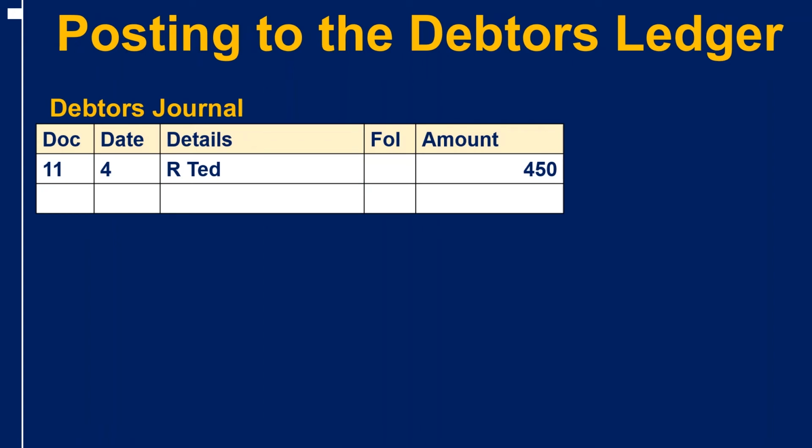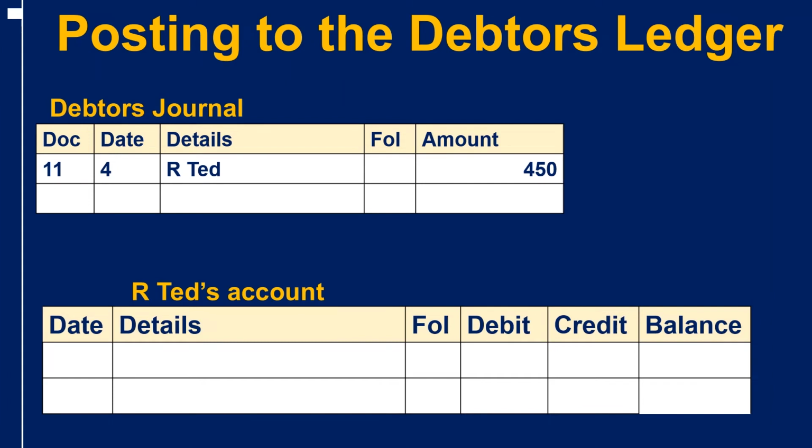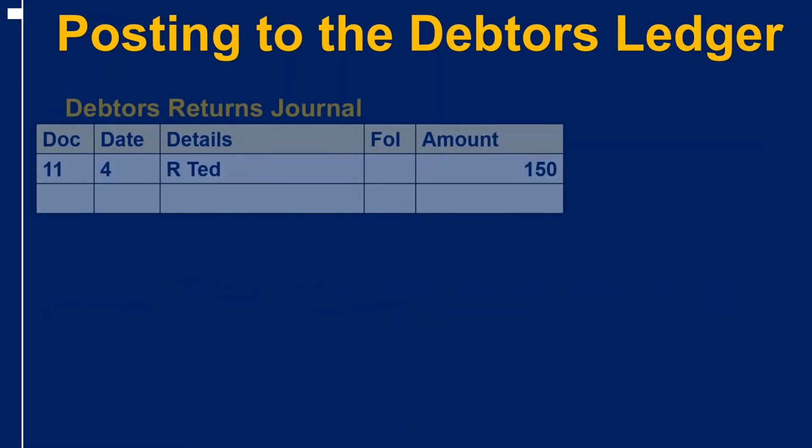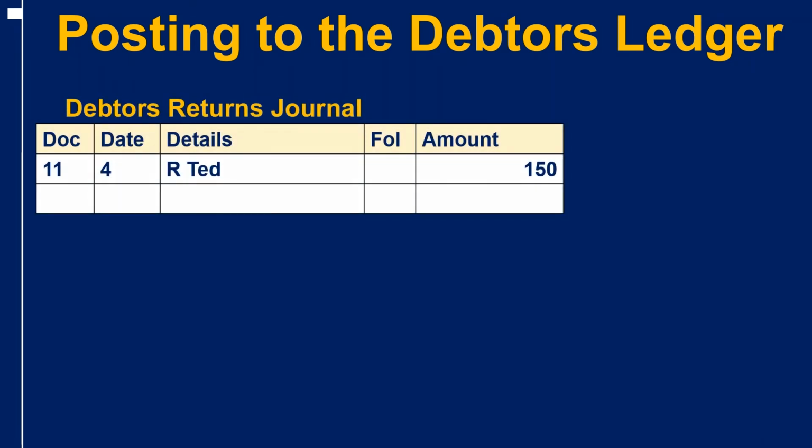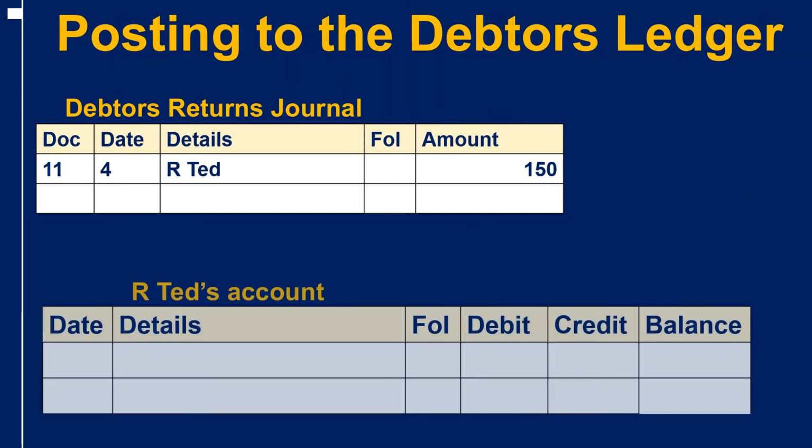For example, if we are posting from the debtors journal, the 2 accounts involved is the debtor and sales. Therefore, in the details column, we should write sales, and in the folio column, we write debtors journal, which is DJ. If we are posting from the debtors return journal, the 2 accounts involved is debtors and sales returns. Therefore, in the details column, we write sales returns, and in the folio, we write debtors return journal, which is DRJ.